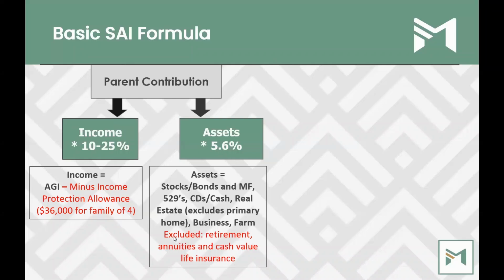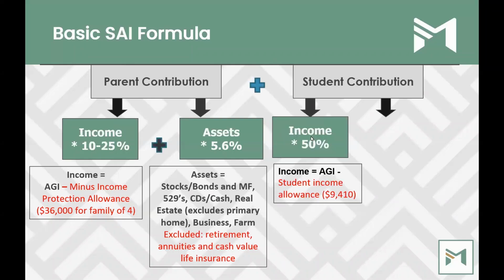Now, there are some assets that are excluded. Retirement accounts like 401ks or IRAs, annuities and cash value life insurance are assets that are excluded from this 5.6%. Then they'll look at the student's contribution. Now, if you have a student that's working at Starbucks, wonderful. They just can't make anything over $9,400 a year, or it will very negatively impact their financial aid. It will reduce their financial aid up to 50%.